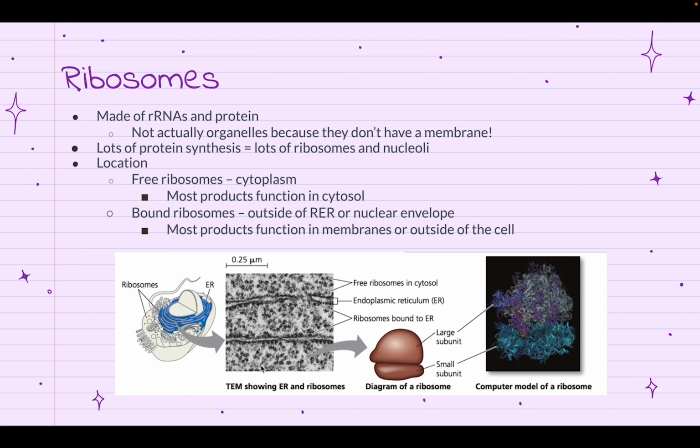So if you look here, this is the rough ER right here. You see these folds, right? And then there are ribosomes bound to them. So those are your bound ribosomes. And you've also got some floating around. Those are your free ribosomes. So here's what ribosomes look like. You've got a large subunit, a small subunit, and here's the complicated model of what it looks like with all the proteins. So yeah.